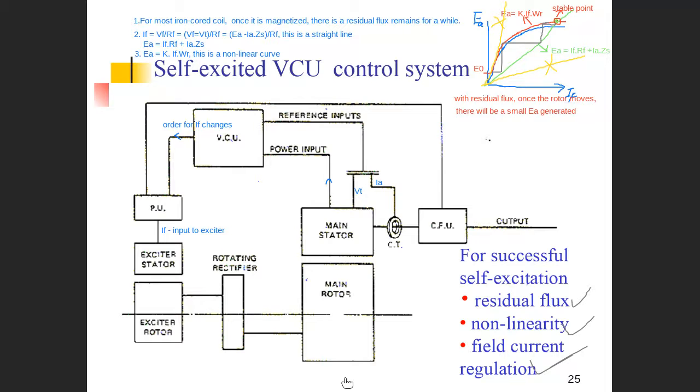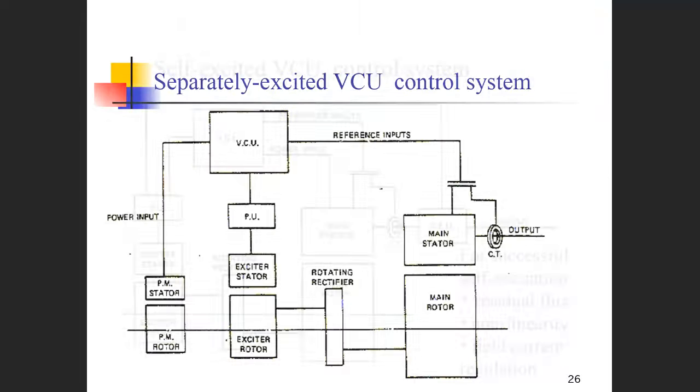So the second type is, of course, the separately excited voltage control unit. Of course, in that case, the generator itself is not self-excited. It is separately excited. Here we have simple drawings of the separately excited voltage control unit system. That means obviously that the exciter power comes from an external source.